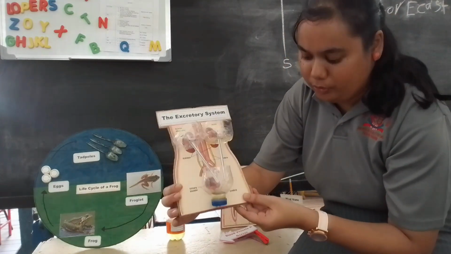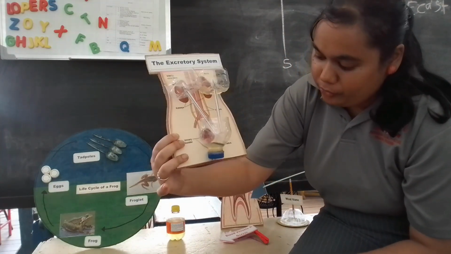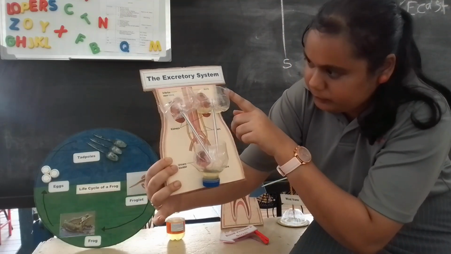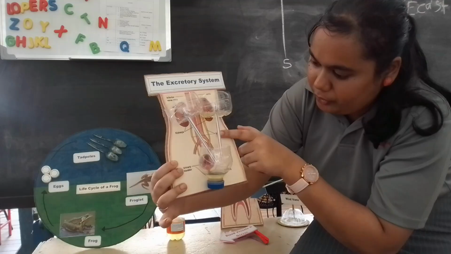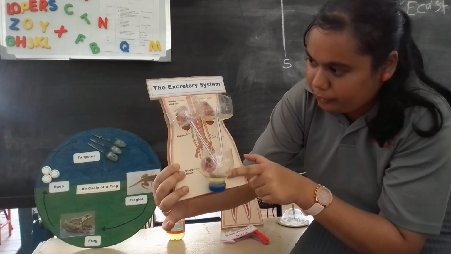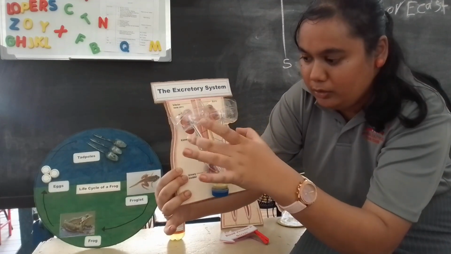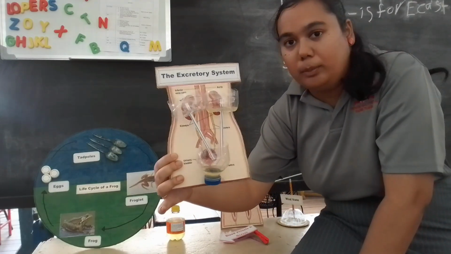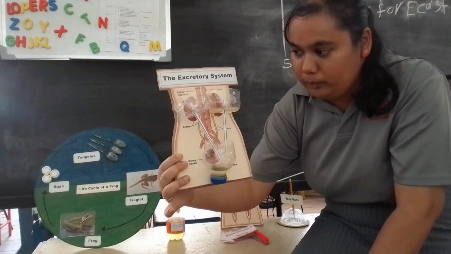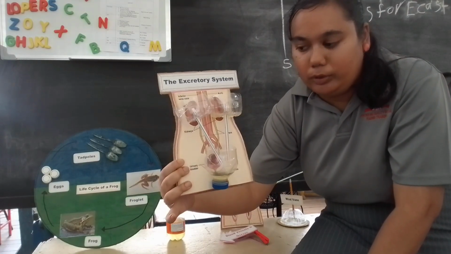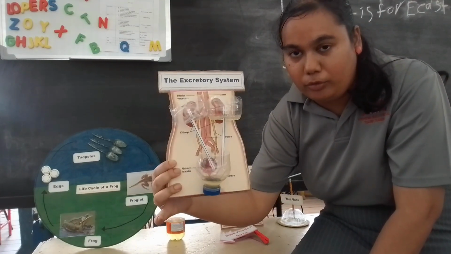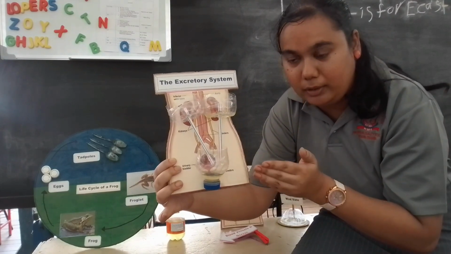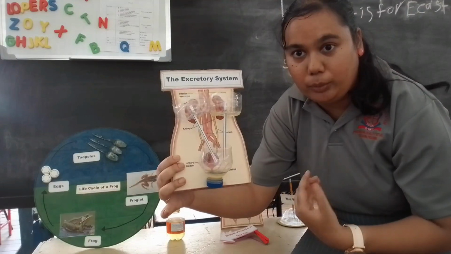Next we have our excretory system. The excretory system filters the blood. So we have the kidneys, we have the ureter, we have the bladder and the urethra. This represents the kidneys, the ureter and the bladder. So the blood is being filtered by the kidneys, which take out the salt and the urea. The urea and the water form the urine, and that urine will go into the bladder. When the bladder is filled, that's when we have the urge to pee.